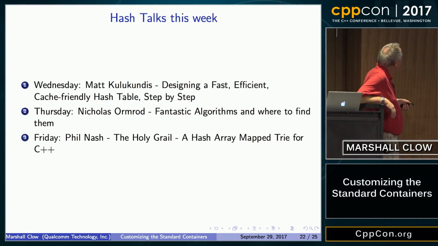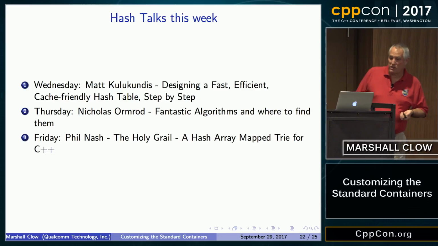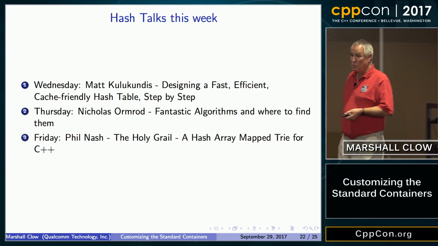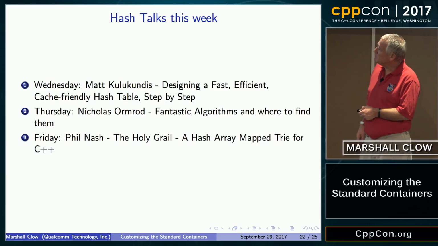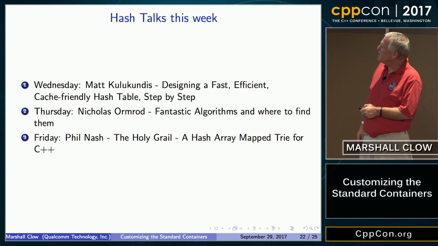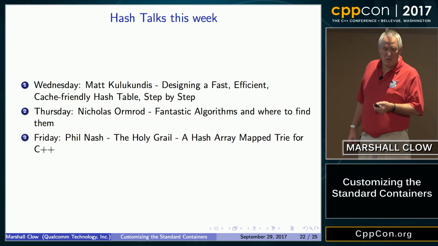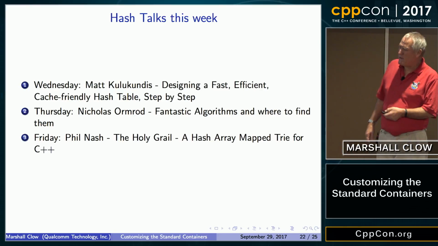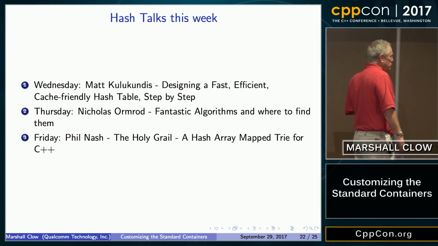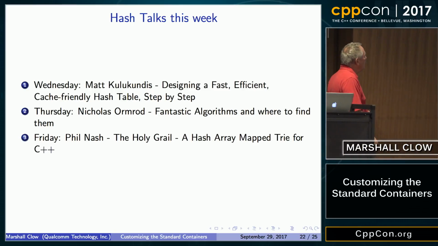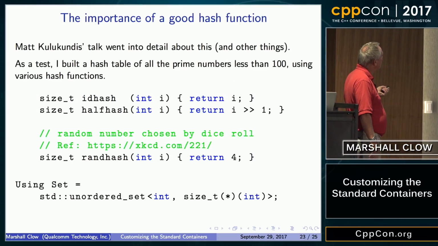That's fine. There are hash talks this week. There were a lot. Some of them were really good. I went to about half of Phil's this morning. Nicholas's talked about hashing as well, but Matt's was great. That's a very, very fast hash algorithm that I was very impressed by.